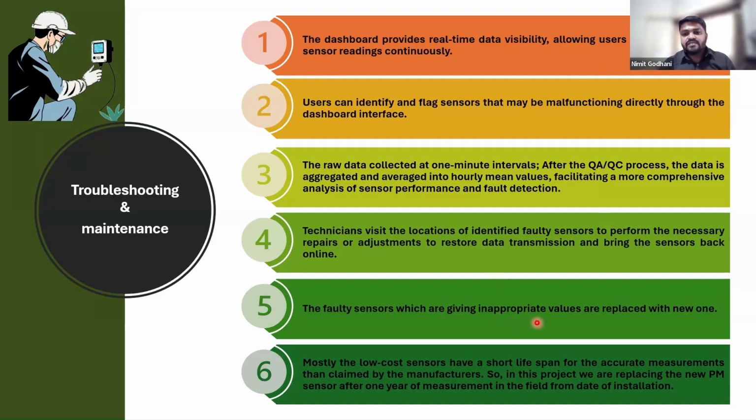Faulty sensors with inappropriate readings will also be replaced with new sensors. So we keep stocks of new sensors only, not whole monitors. We are changing only sensors. Mostly, low-cost sensors have a short lifespan. The accurate measurement is very limited compared to what is claimed by the manufacturer. So in these projects, we are replacing the sensor with a new one after 1 or 2 years of field measurement from the date of installation.